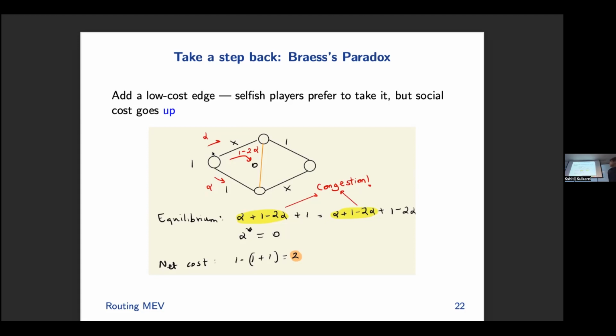So what does this all have to do with sandwichers? What sandwichers implicitly do on any exchange is they increase the price that a user experiences on that exchange. They're effectively raising the price of transacting on that exchange.